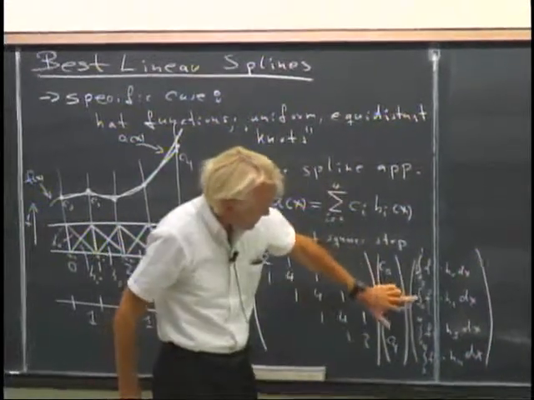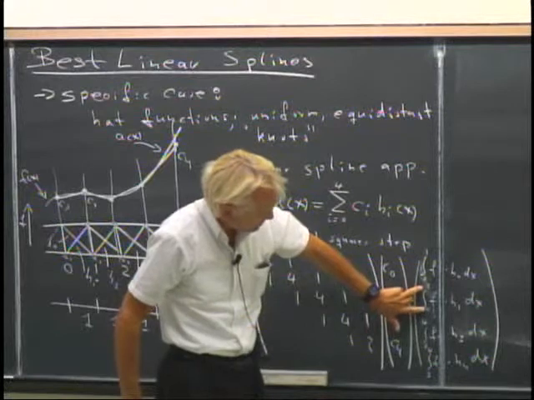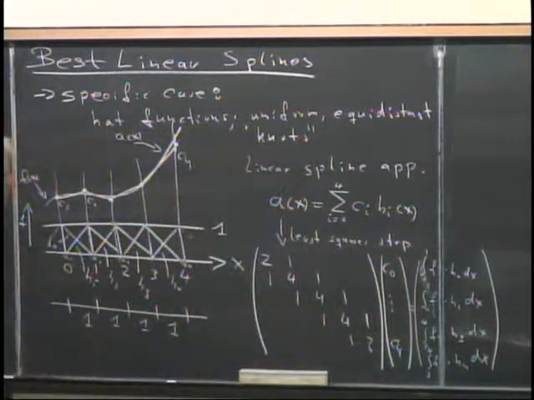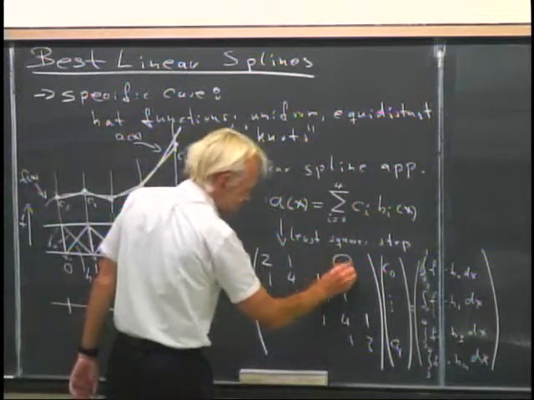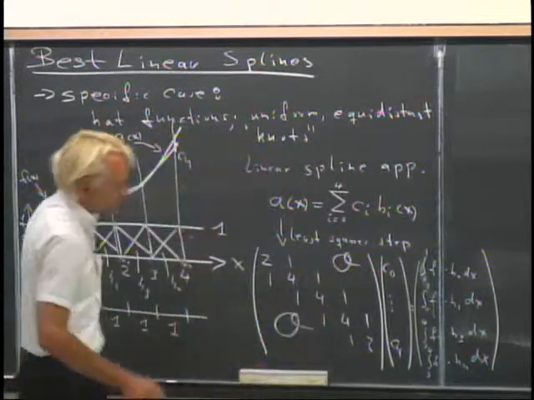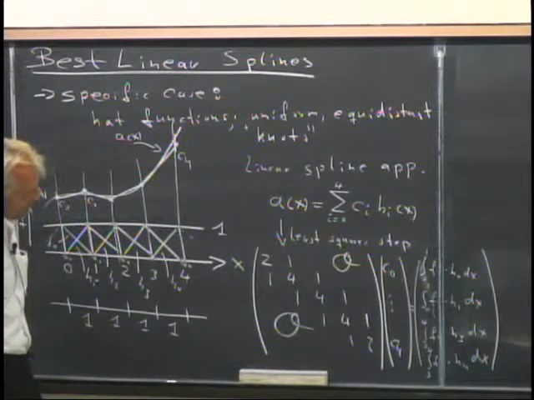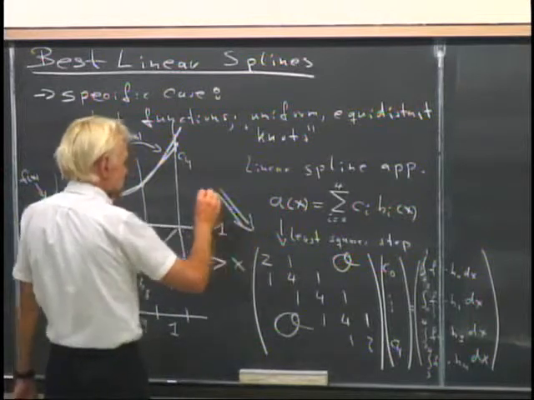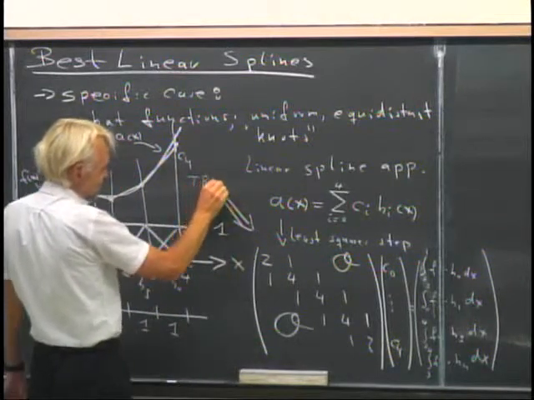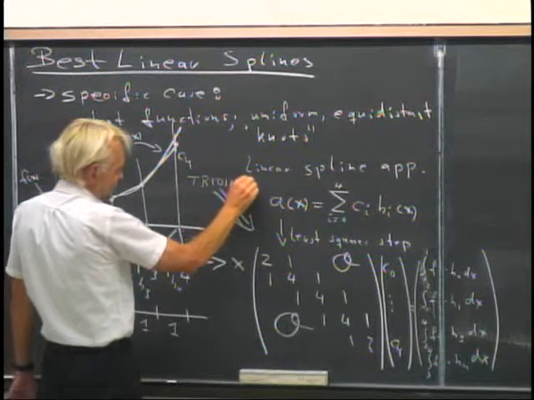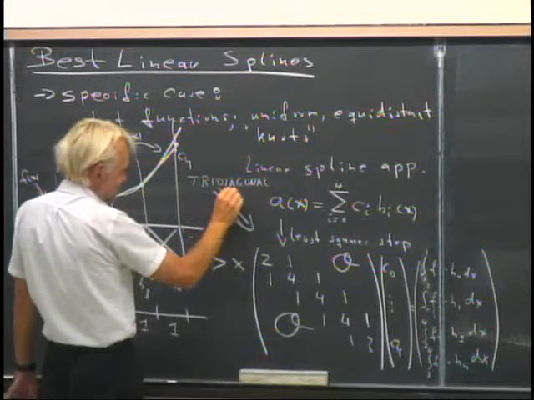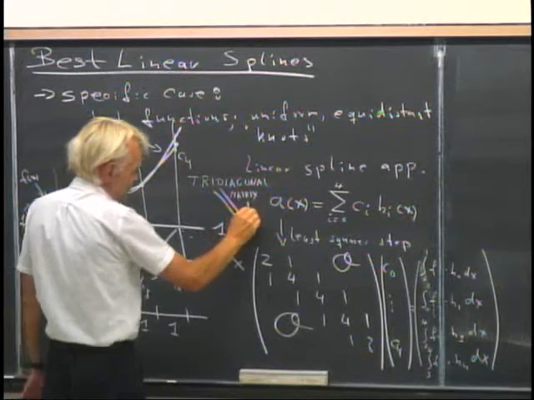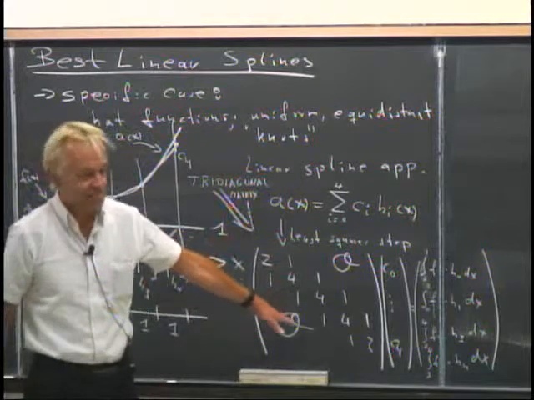Okay, so all the intervals here go over a width of 2. Only the first and the last have a width of 1. The rest is 0 in this matrix. And so this means this is a tridiagonal matrix. Okay. And this system can be solved in linear time.